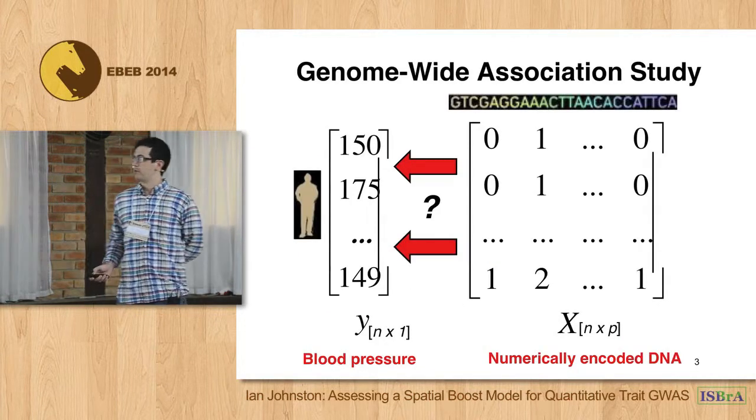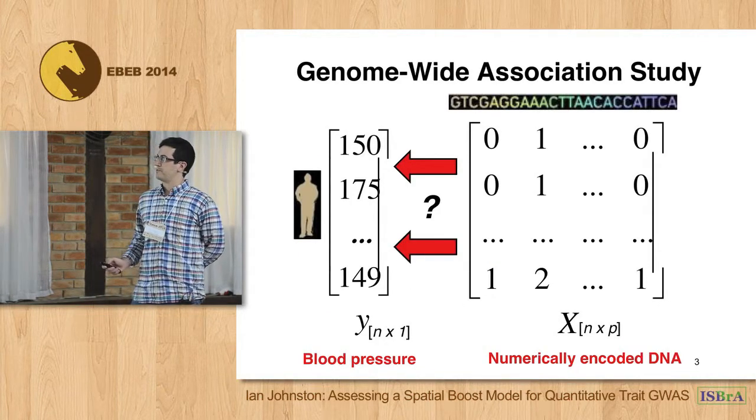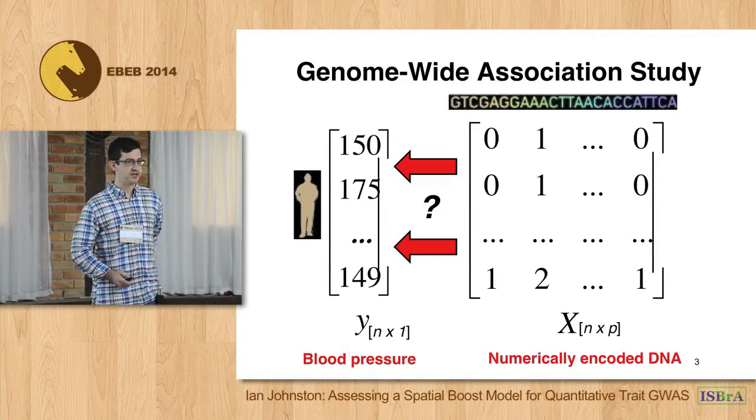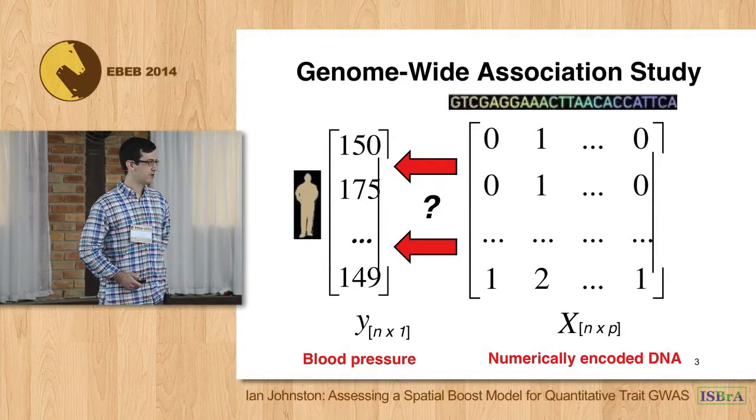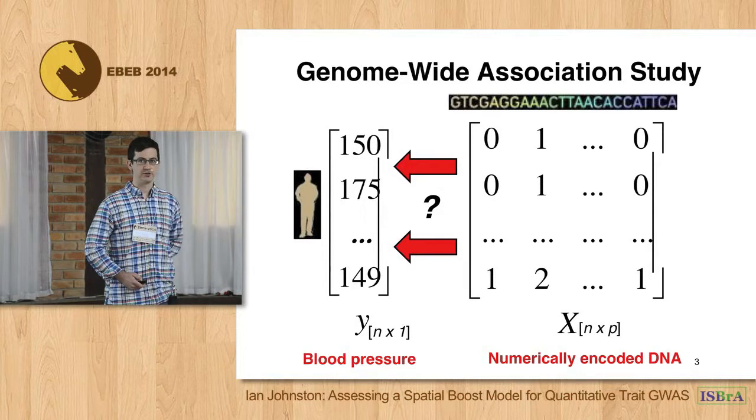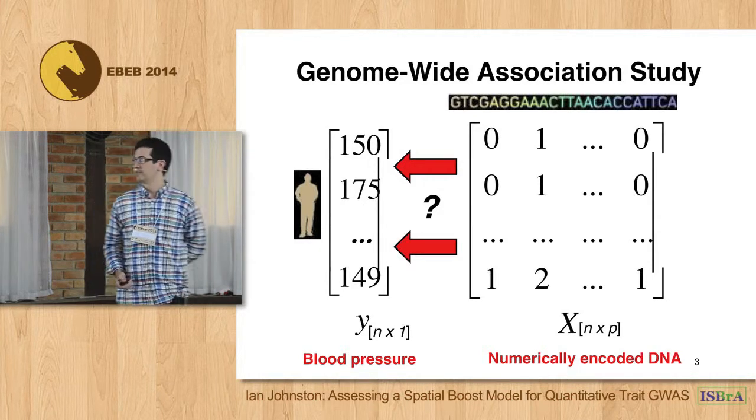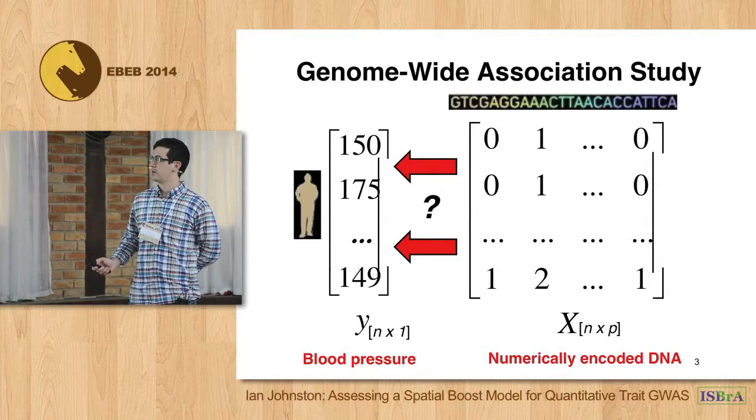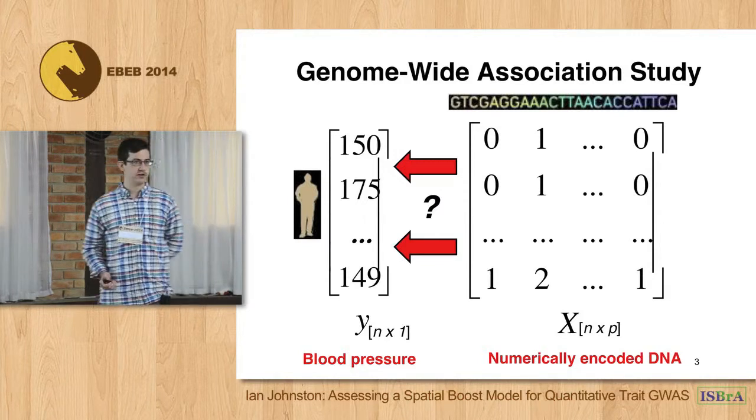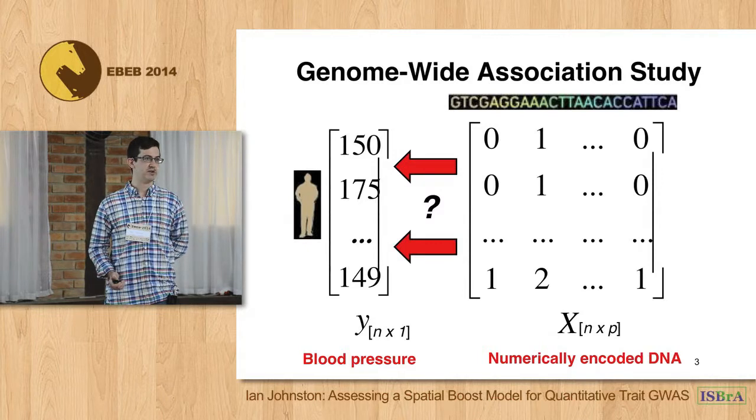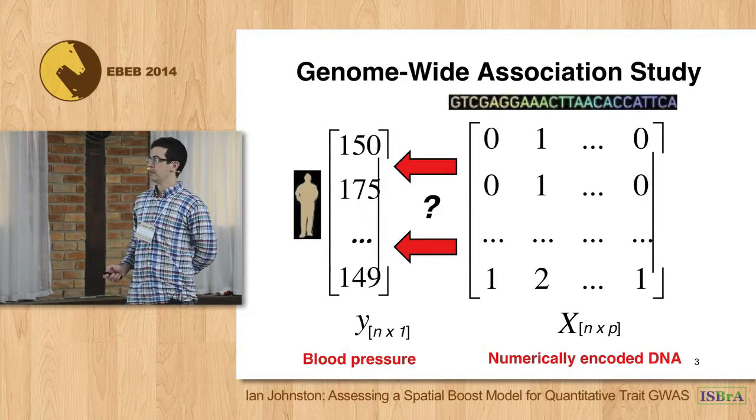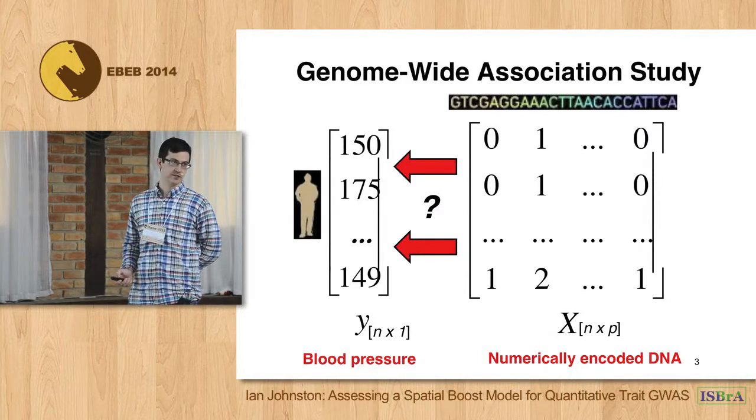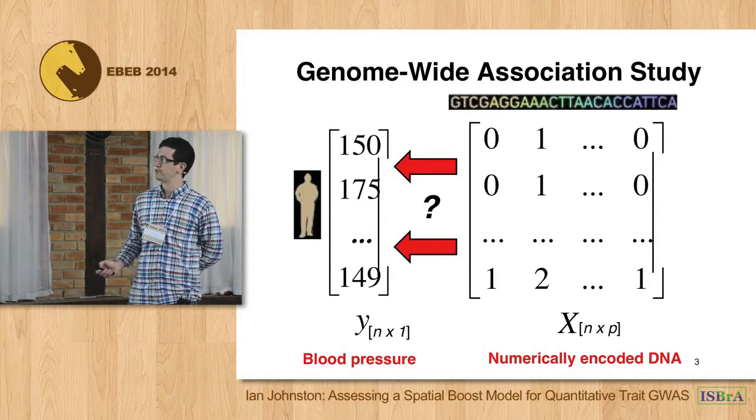So the problem we're trying to solve is very simple. Simply stated, but very challenging. GWAS is an acronym. It refers to Genome-Wide Association Study. And basically what we want to do is take a set of features, which are numerically encoded pieces of DNA from a number of different people, and then try to find the statistical relationship, if it exists, between the set of numerically encoded DNA and some response variable.